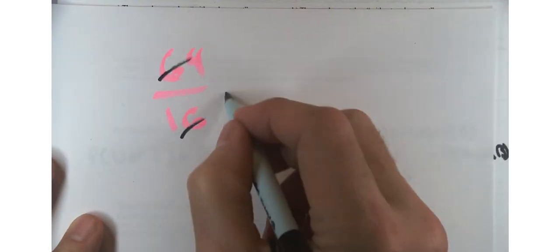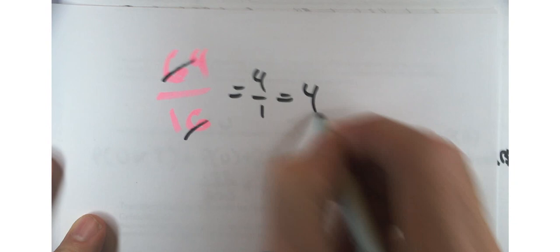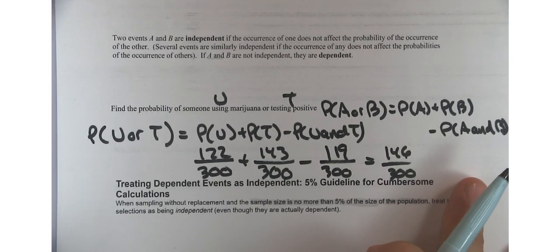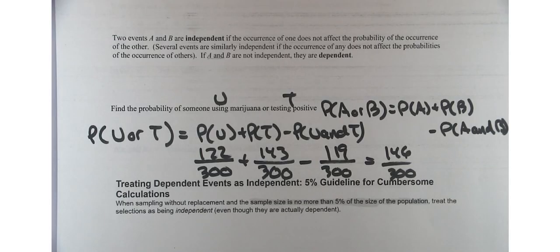Somebody could go, hey, I'll cancel the sixes. 4 over 1. Hey, I got the right answer. Yeah, but it's the wrong work, though. All right. So if you wanted to be a little bit more clear about your reasoning, yeah, I'd take that. I mean, it's not wrong. I see what you're doing.